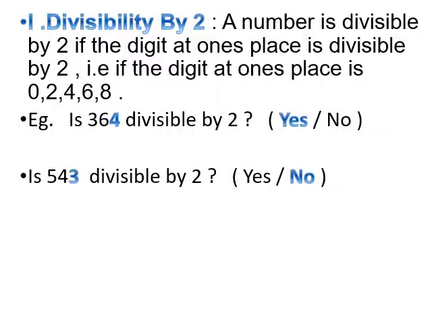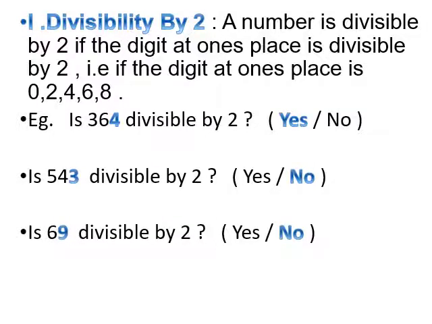Now is 543 divisible by 2? If you see here, the ones place digit, again in blue color, is 3. And you are aware 3 is an odd number and it is not divisible by 2. And as the ones place digit is not divisible by 2, therefore the whole number, that is 543, is not divisible by 2, and therefore your answer is no.